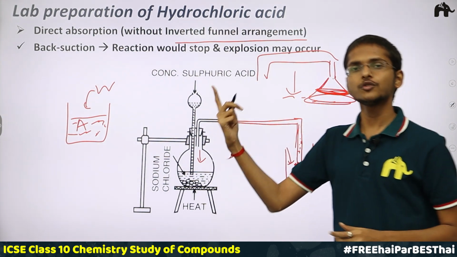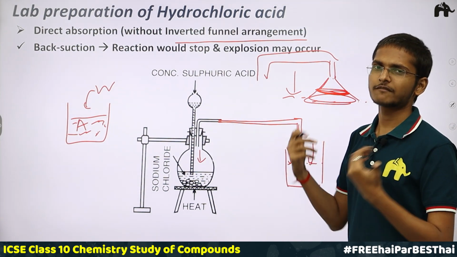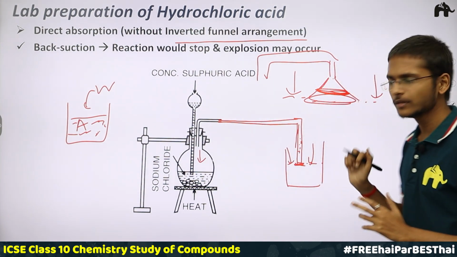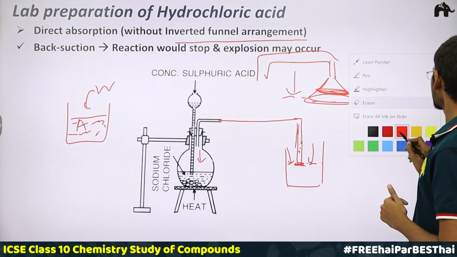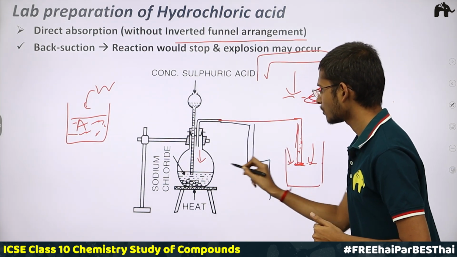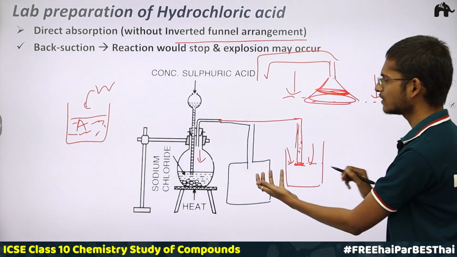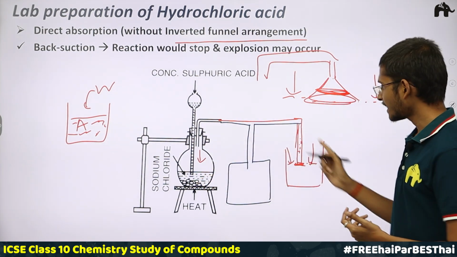If we want to use it, let me tell you an interesting thing. If you are not left with any option, and you have only this delivery tube, then what you can simply do is connect a flask like this. The same round bottom flask or any other flask, between this generating flask and this water trough.